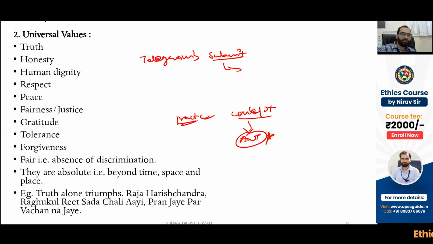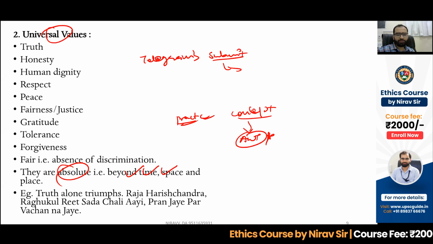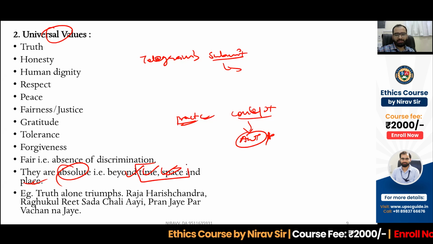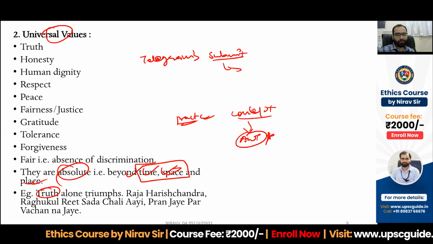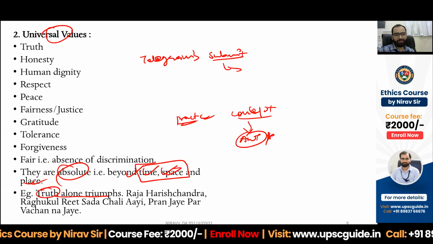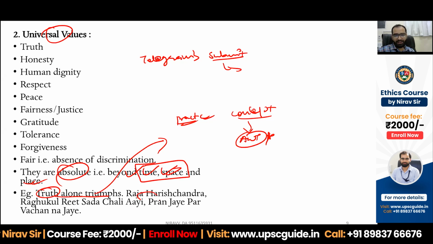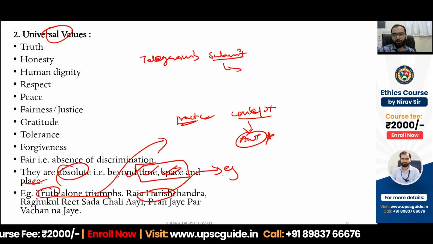Okay, so these are the universal values. They are absolute. Why are they absolute? Because they are beyond time, space and place. Example, truth. Truth हम बोलते हैं ना, truth alone triumphs, सत्यमेव जयते. Right? राजा हरिश्चंद्र. आज भी हम, everybody knows राजा हरिश्चंद्र.